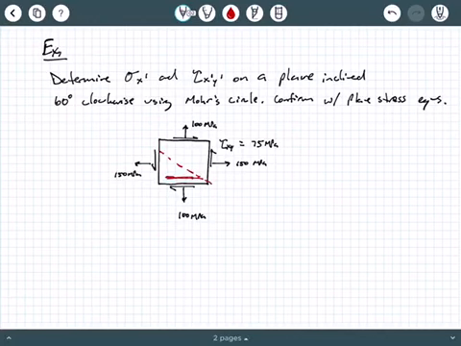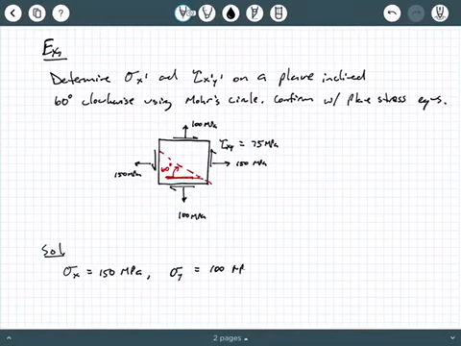of determining sigma x prime and tau x prime y prime on a plane inclined using Mohr's circle, and our plane this time around is going to be inclined 60 degrees clockwise. So that would be basically like if we had a situation like this and we've inclined this 60 degrees clockwise, okay? And then we're going to confirm with the plane stress equation.